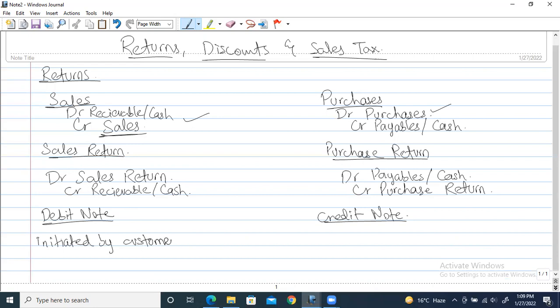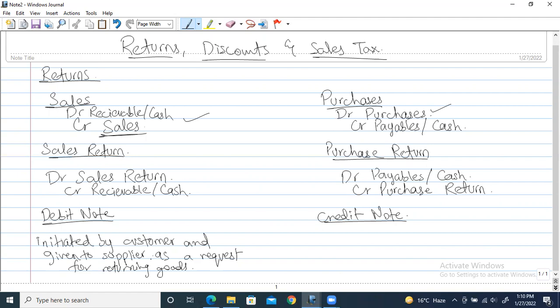customer and given to supplier, as a request for returning the goods. Okay, so this is the definition for debit note, that again it's started by the customer, it's initiated by the customer because the customer finds the fault or anything which is wrong in the item and he decides to return the item. Okay, so this debit note is sent to the supplier.